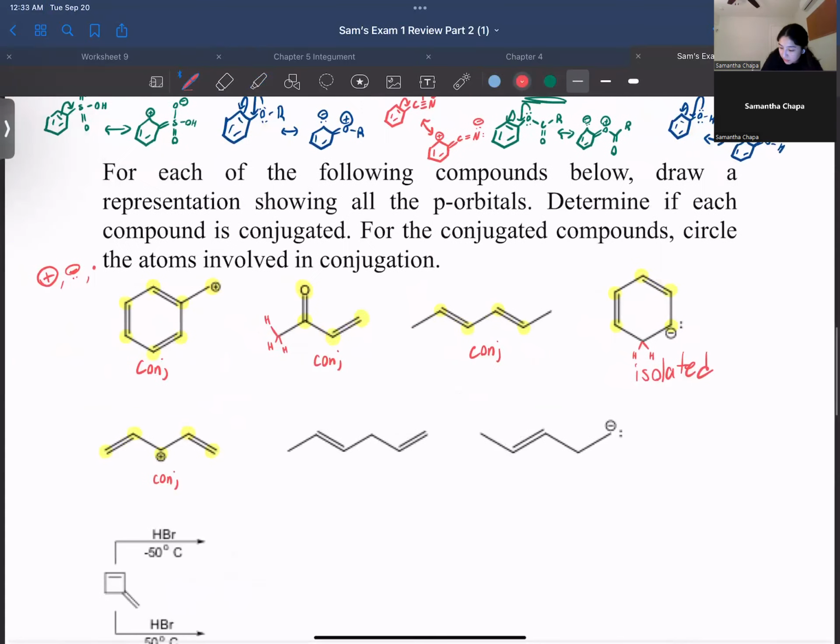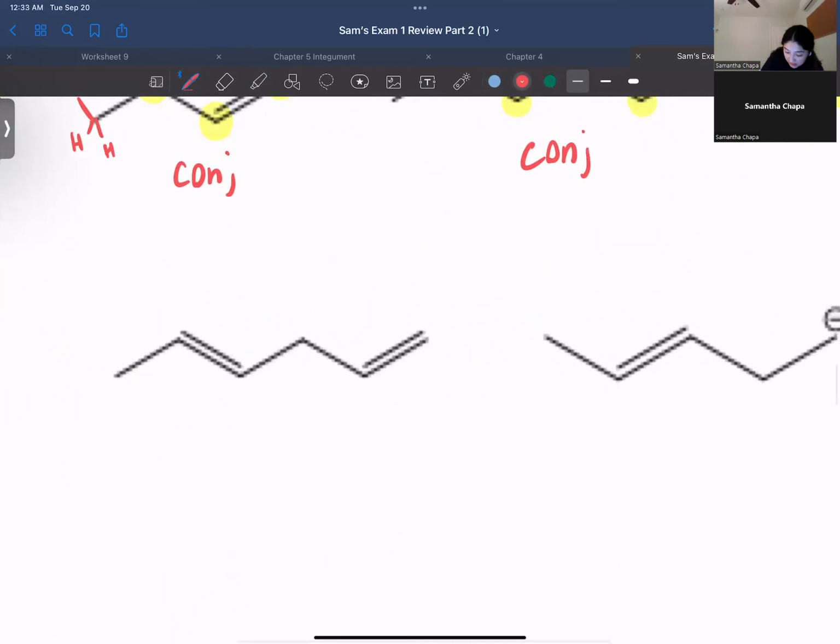Actually, wow, why did I do that? No. There was conjugation there. 3 consecutive conjugations, so this is conjugated. Here it's isolated. Because we have 2 consecutive sp2 atoms, but we know that's not what conjugation is. We need 3 consecutive sp2 atoms. And right here, we're skipping, because it's sp3.